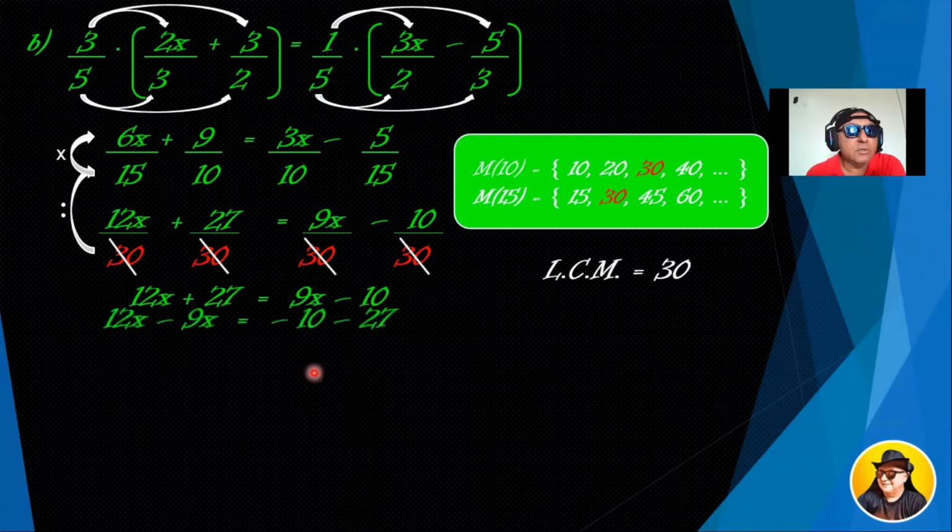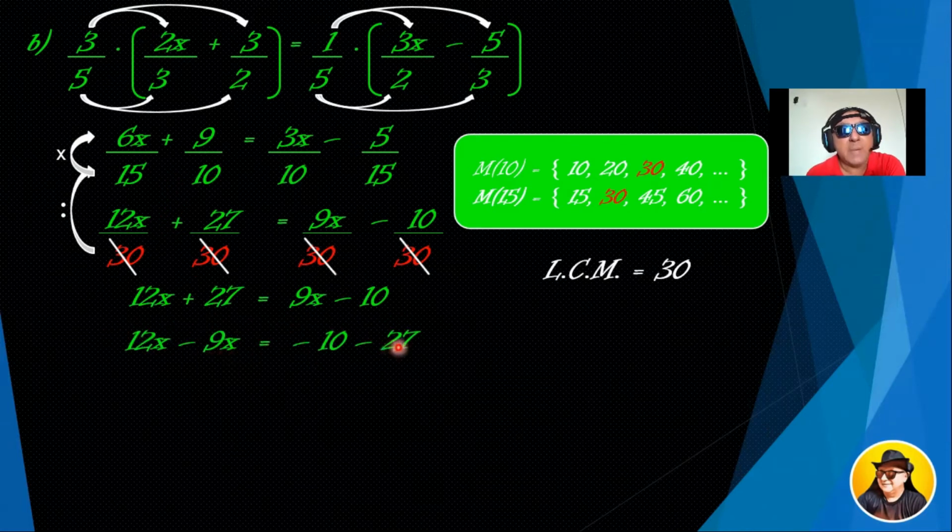See? So I have 12x minus 9x is minus 10 minus 27. Remember, it was plus 9x, now it is minus 9x. It was plus 27, now it is minus 27. So 12x minus 9x is 3x. And here I have the same sign, so what do I have to do? I have to add the numbers and keep the same sign. So I have 3x equals minus 37.